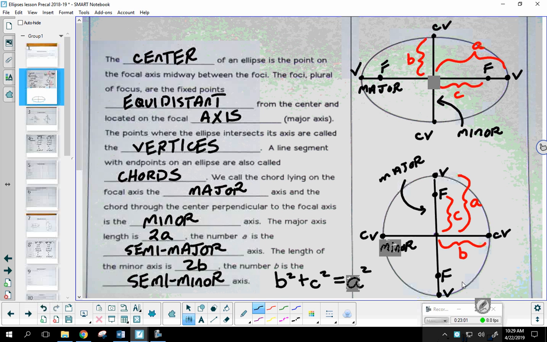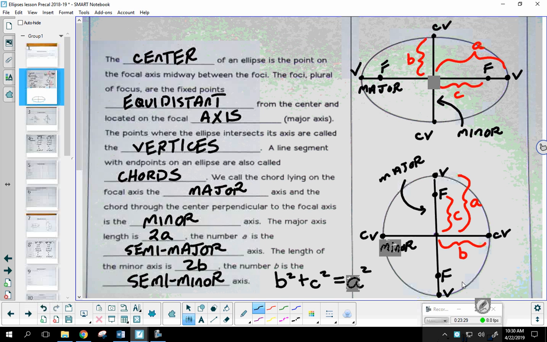Okay, so how far a distance do you think it is from one vertex to the other? 2a, there you go. The major axis is always going to be 2a units long. From a co-vertex to a co-vertex, that's always going to be 2b units long, or not 2b. Little Shakespearean joke for you right there. Okay, and what's the distance from a focal point to another focal point? It's always going to be 2c.